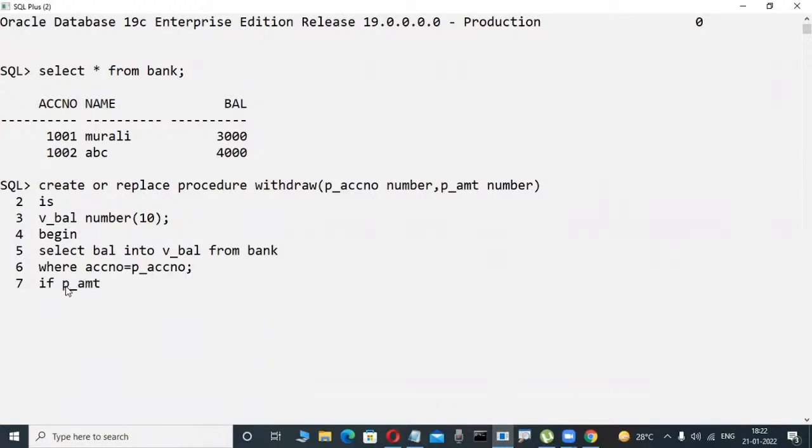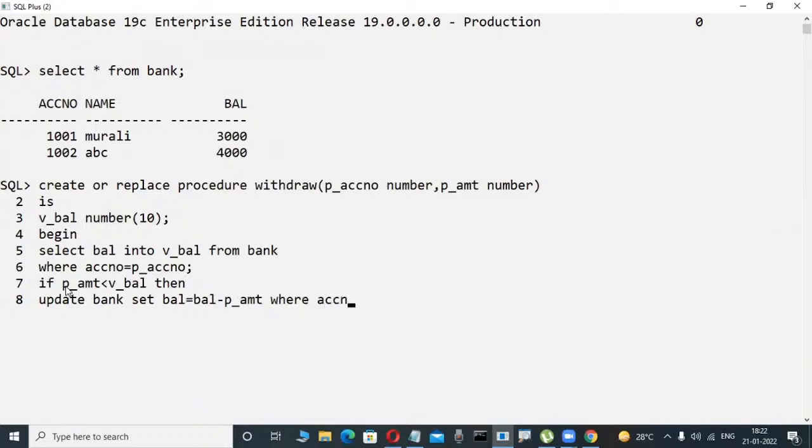Suppose here the amount is less than the available balance. Now, if the available balance is sufficient, I want to affect that in the database. Update table name, set balance equal to balance minus P underscore amount. Some coding is there.